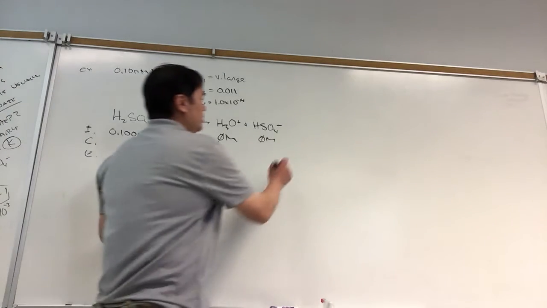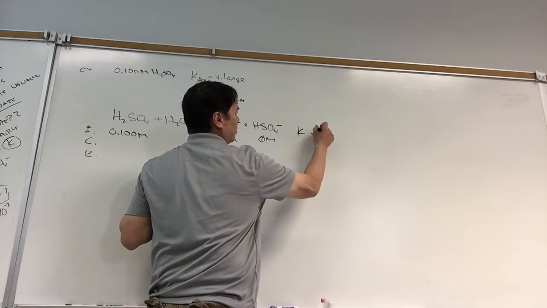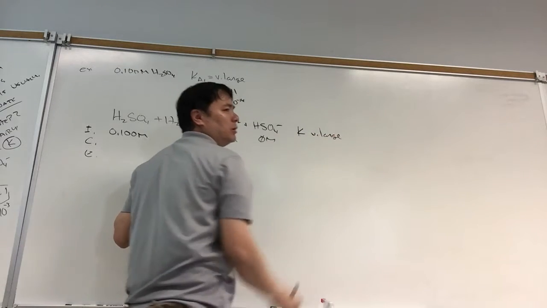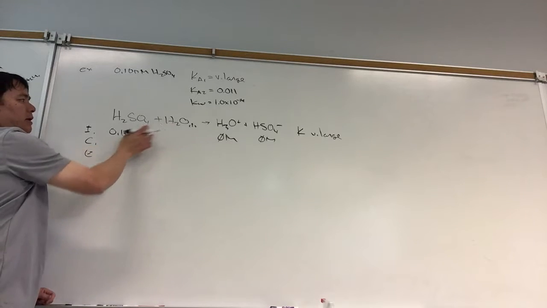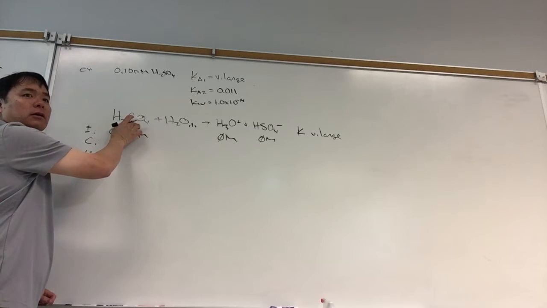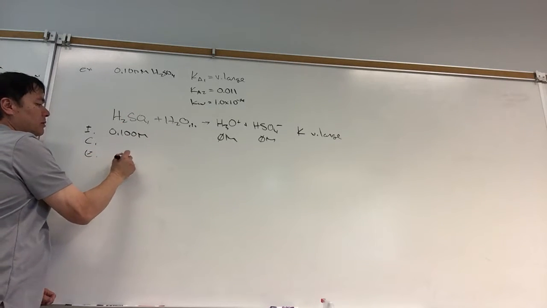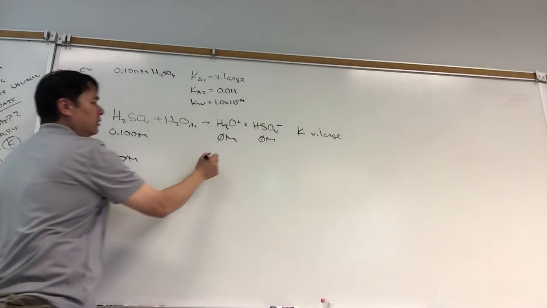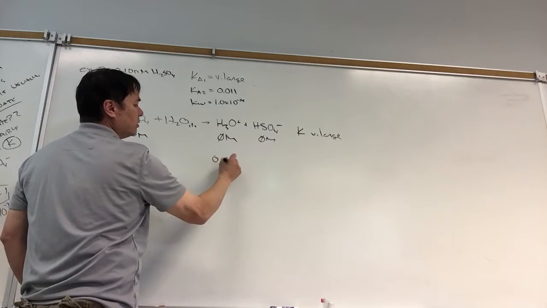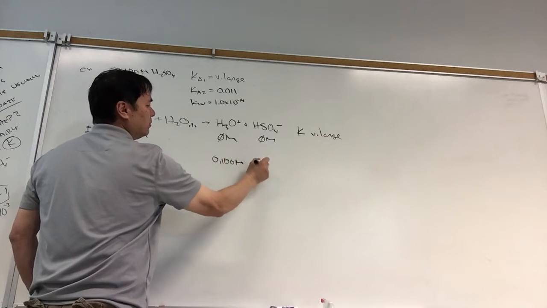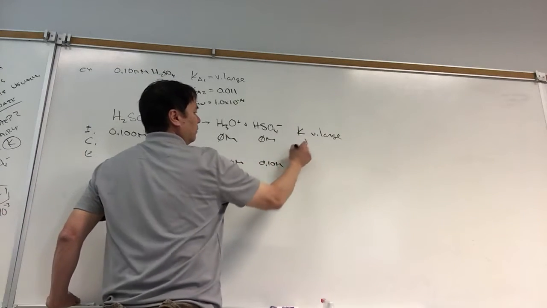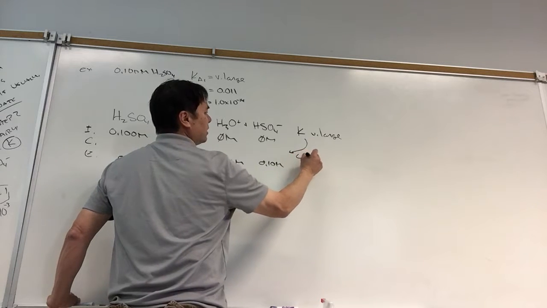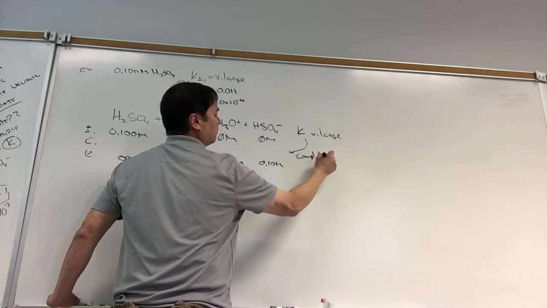But for this one, when we have a K that's very large, then it's like Chem 1A stoichiometry. We just look for the limiting reagent, and water is going to be in excess. This is a limiting reagent here. The limiting reagent is completely consumed, so we go to 0. And then it's all 1 to 1 to 1, so it's going to be 0.100 molar hydronium and 0.100 molar HSO4 minus. We say complete reaction.